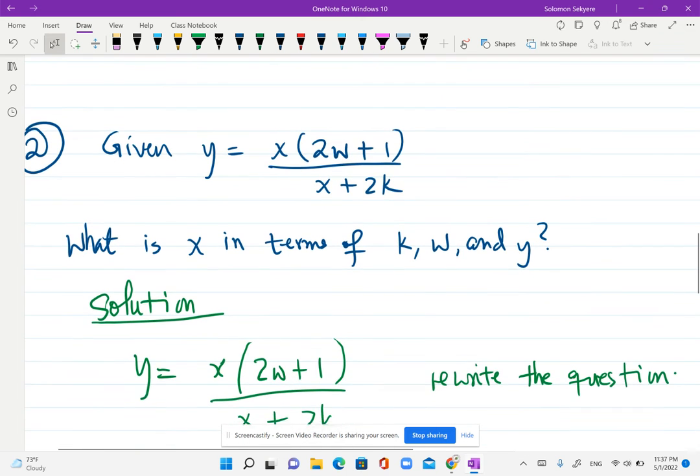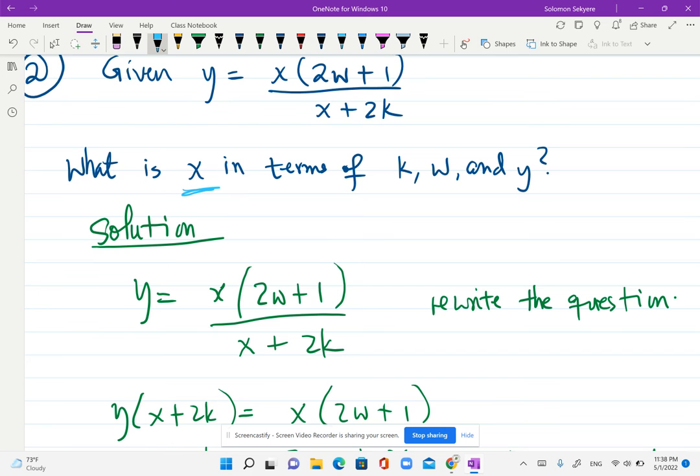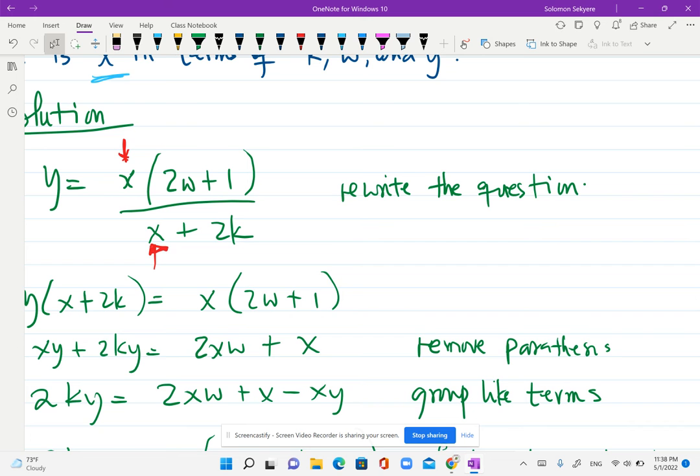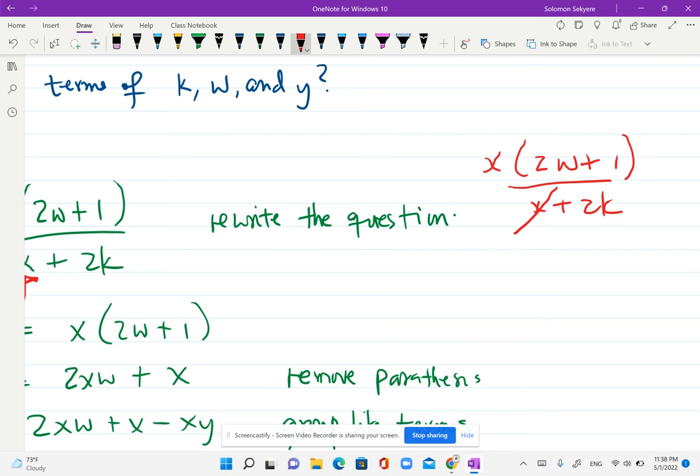Okay, let's do this one right here. I have y equals this expression, and I want to solve for x. So let me mark my target variable. I'm looking for the x. I have one here, one there. Some students did x, 2w plus 1 over x plus 2k, and what they did was they canceled these out. You cannot do that.